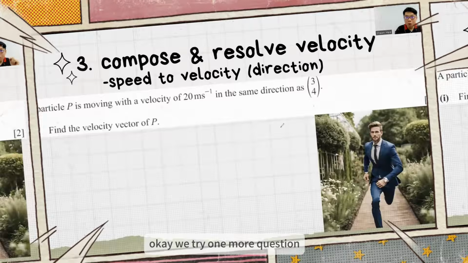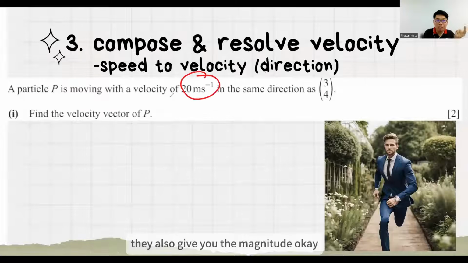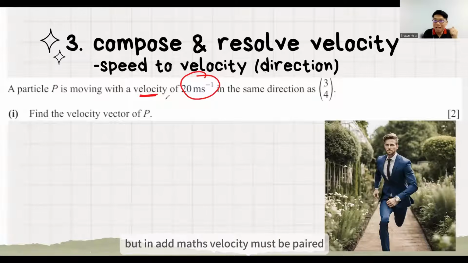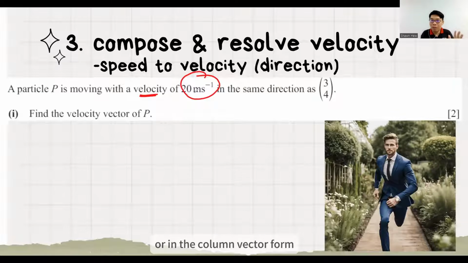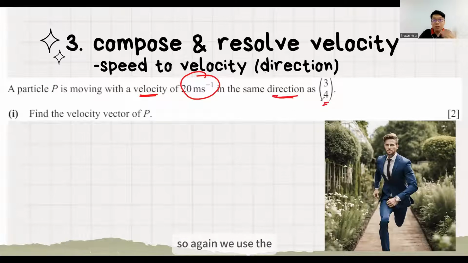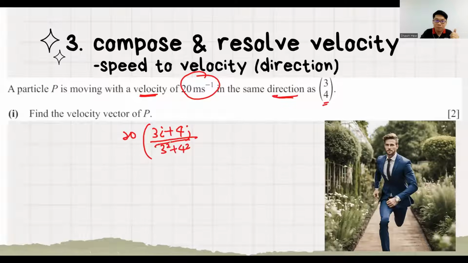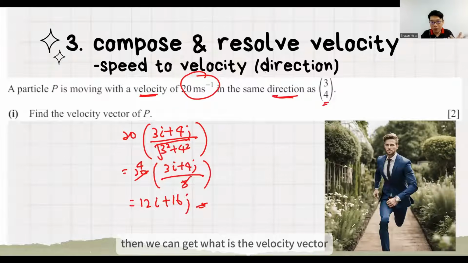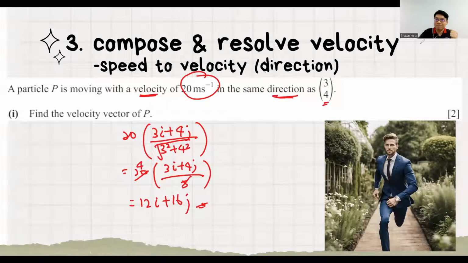Okay, we try one more question. They also give you the magnitude. Even though they say it's velocity, but in MS velocity must be paired with ij or in the column vector form. So here this 20 just displays the magnitude, and then they tell you the direction is this. So again, we use the magnitude times unit vector. Just like that, then we can get what is the velocity vector.